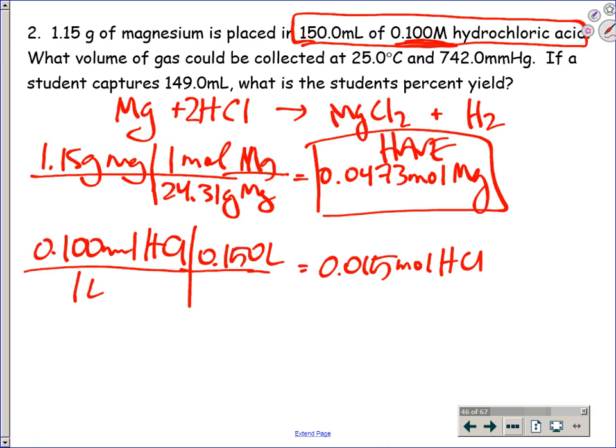We call this one our what? This is an LR problem. I've titled this what? This is how much I have. I had 0.1 molar and I had 150 milliliters. I have this much HCl. Okay, who's my LR? We don't know yet, right? Okay, we don't know. So how do I figure out my LR?